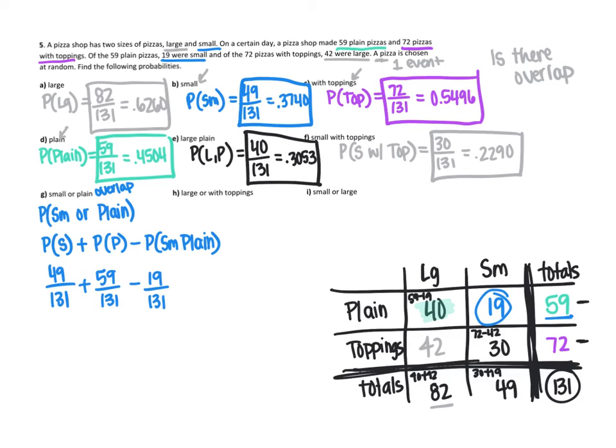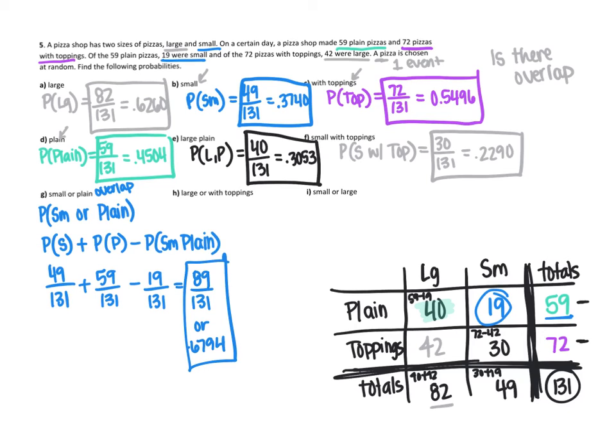So I do 49 plus 59 minus 19, and I get 89 out of 131. And 89 out of 131 is 0.6794. So that's the probability that I pick a small or a plain.